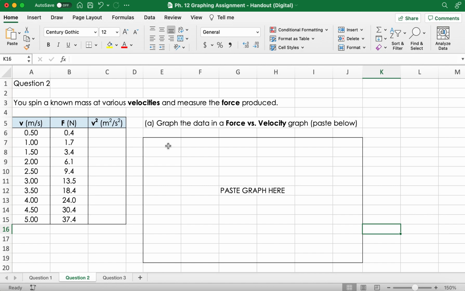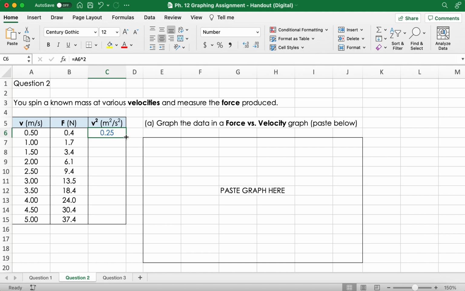For this one, it's a two-part graph where you're graphing force versus velocity, and you're graphing force versus the square of velocity. So to do that, we have to fill in the values for our square velocity column. Put in an Excel formula by writing equals, select the cell containing the first velocity value, and then we want to square it. So on most of your keyboards, that's going to be Shift and then the number 6, which gives you a hat symbol, which means raised to the power of, and then 2, raised to the power of 2.